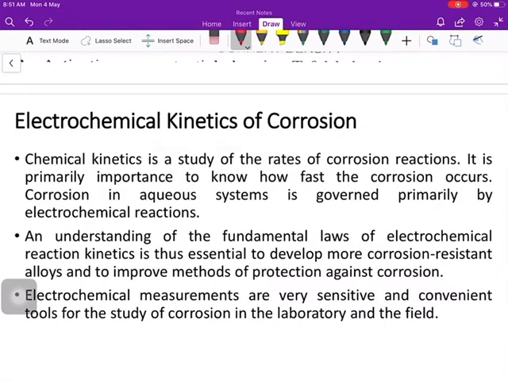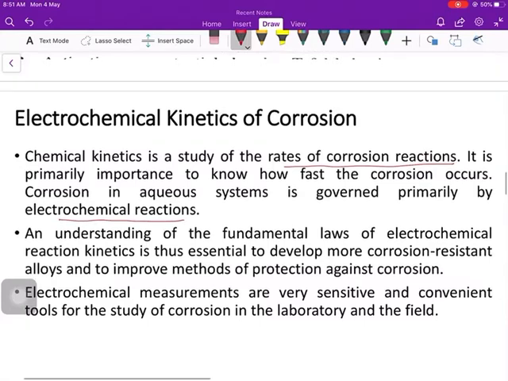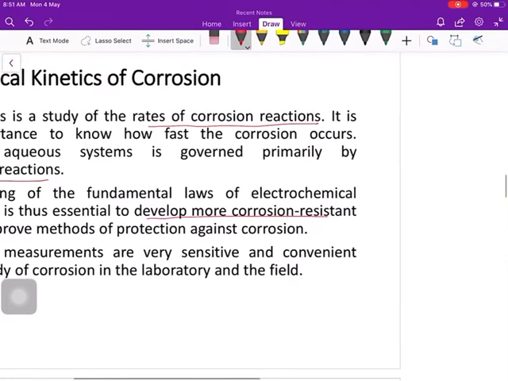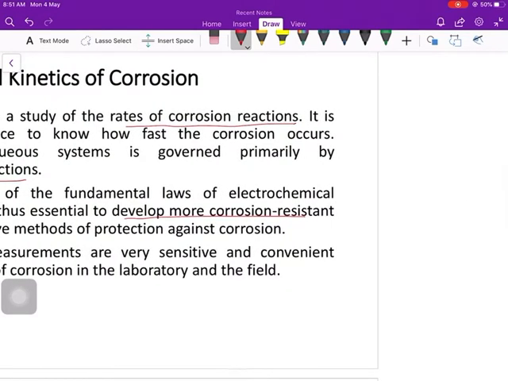Okay, now we look at the electrochemical kinetics of corrosion. Chemical kinetics is a study of the rate of corrosion reaction. It is important to know how fast the corrosion will occur. Corrosion in aqueous systems is governed mainly by electrochemical reactions. So understanding the fundamental laws of electrochemical reaction kinetics is thus essential to develop more corrosion resistant alloys.